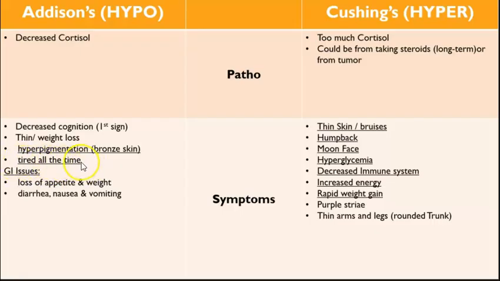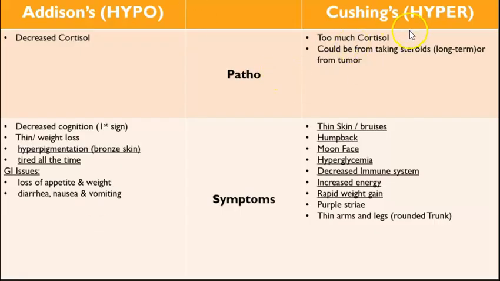Your Addison's patients are going to be tired all the time. Remember, we need cortisol to keep us going. They have lots of GI issues, nausea, vomiting, diarrhea, loss of appetite, decreased weight, decreased fluid, decreased salt, all kinds of stuff. Now let's look over here at your Cushing's.